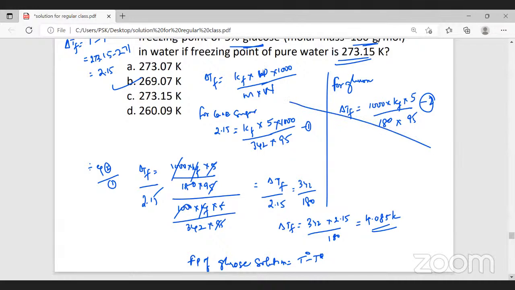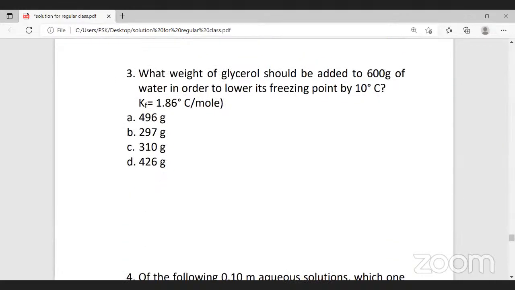Yes, sir. The next question: what weight of glycerol should be added to 600 grams of water in order to lower its freezing point by 10 degrees? Kf is given as 1.86 degrees Celsius per mole. The formula for delta Tf is equal to 1000 into Kf into w divided by small m into capital W, the weight of solvent.